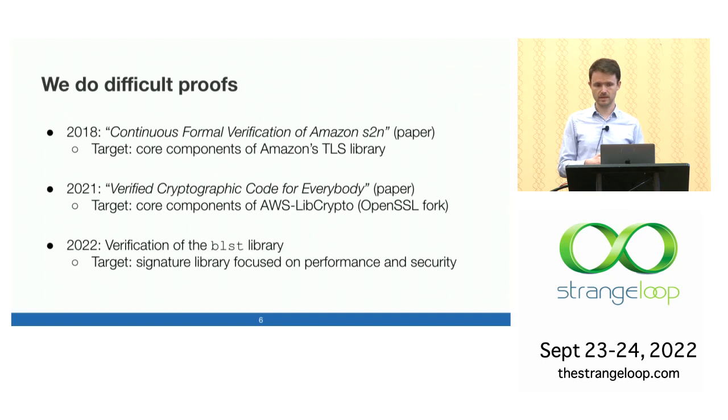Here are a couple of papers you can read about verification of S2N, which is the TLS stack used in Amazon. We also did a paper recently about verifying some core components of AWS libcrypto, which is an OpenSSL fork. And we've also been working on the BLAST library, which is a signature library mostly for use in blockchain applications. All three of these are production-grade industrial pieces of cryptography. They weren't substantively modified when we verified them. And that means we have those proofs out there, they're working, and they're protecting these pieces of code. And we know that that's going to save them from some kinds of errors.